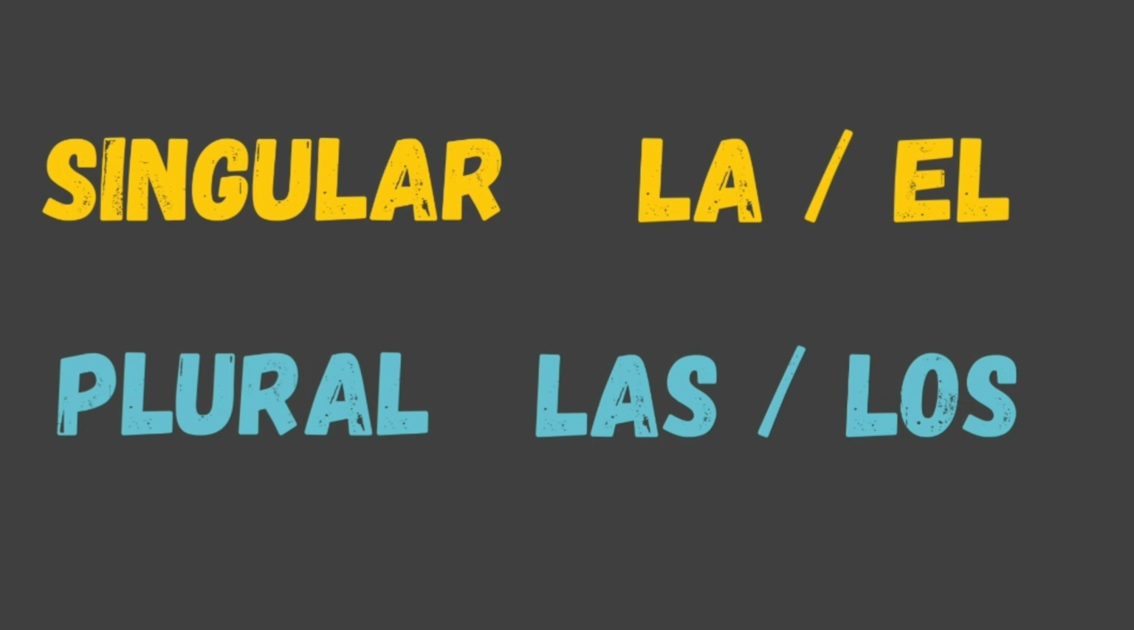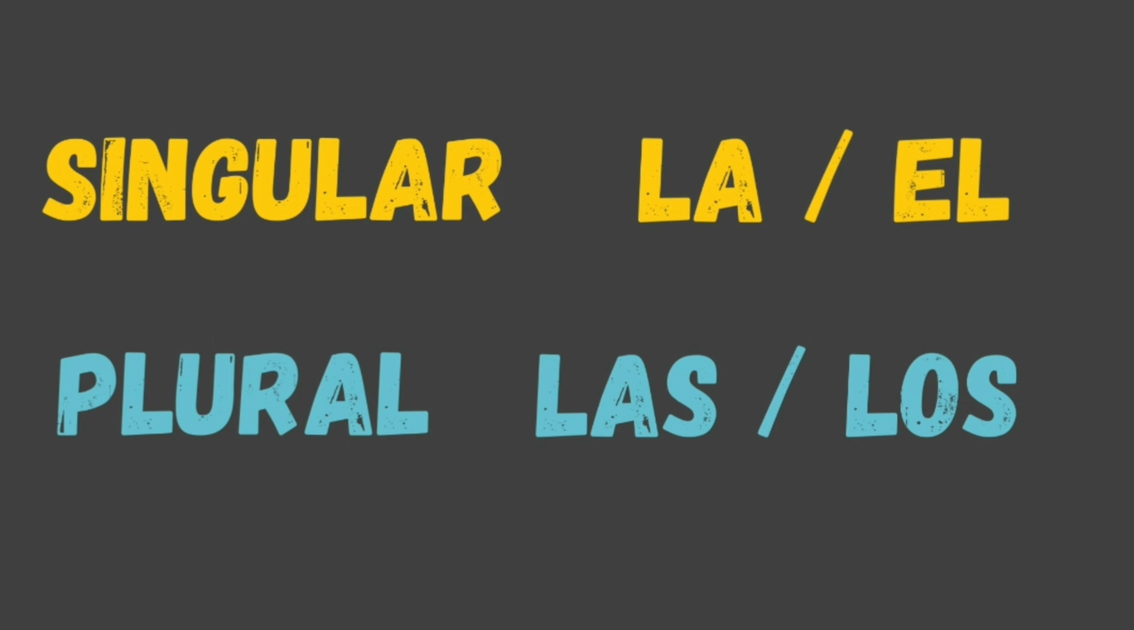Now, if we're talking about male gender, we're going to use the definite article el. For example, the boy. That means el niño. El niño, the boy, because it has a male gender.